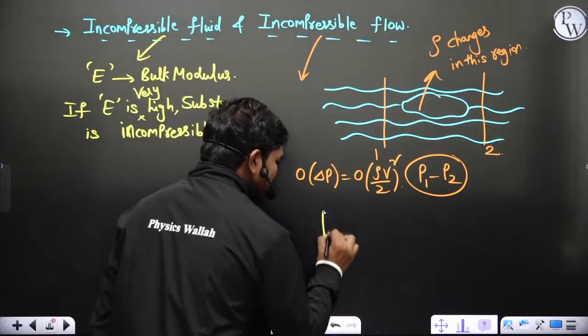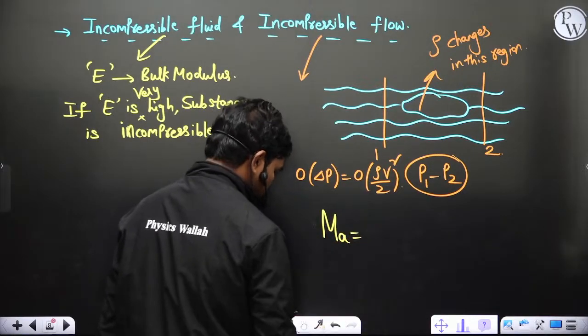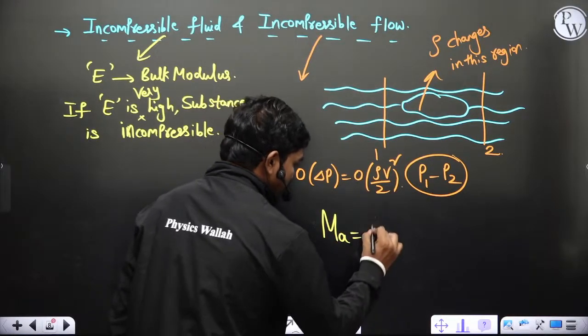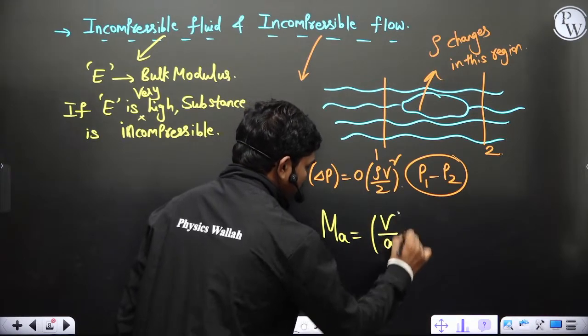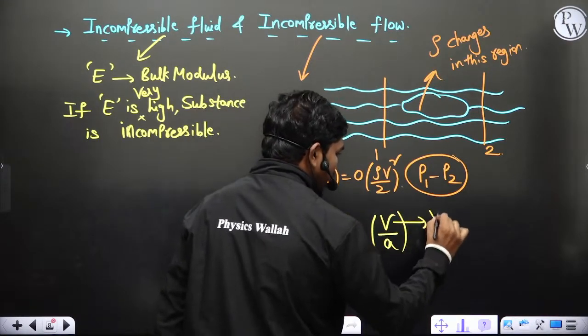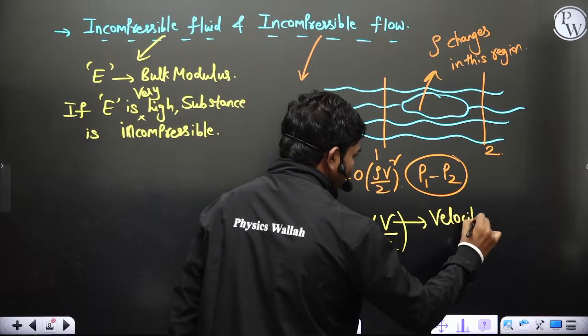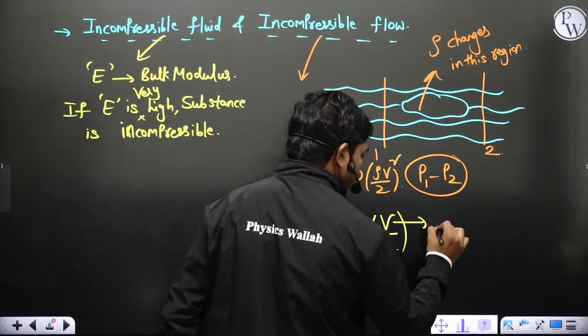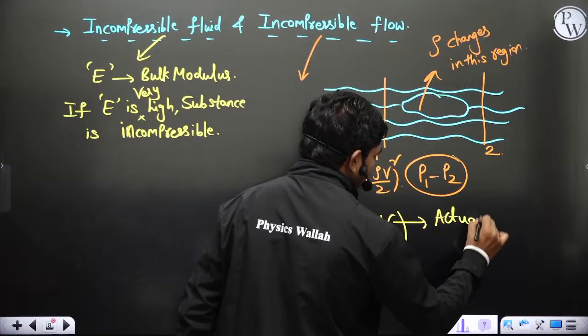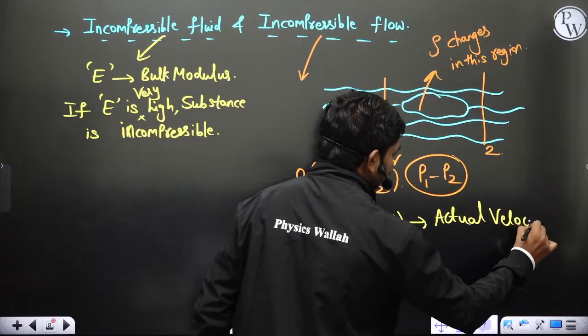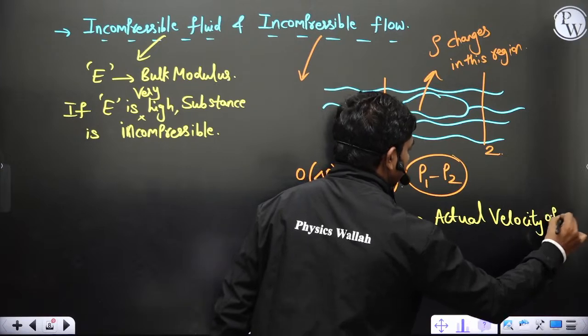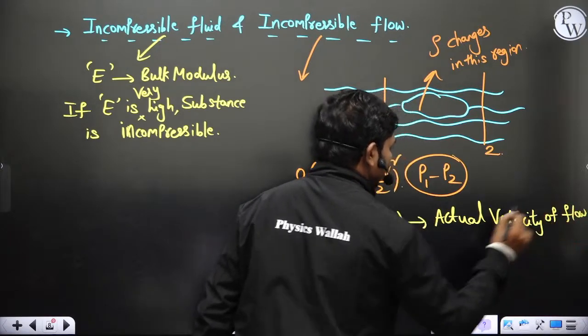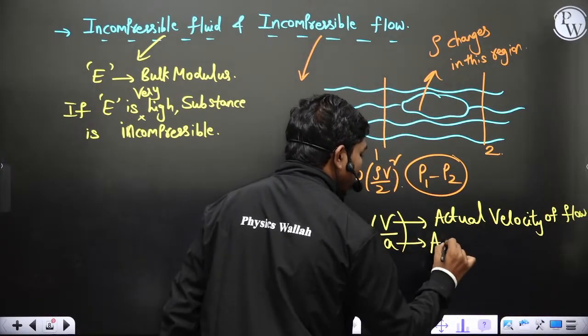But right now you can see we end up with something like this, where V is the velocity of the flow, the actual velocity of the flow, and A is called the acoustic velocity.